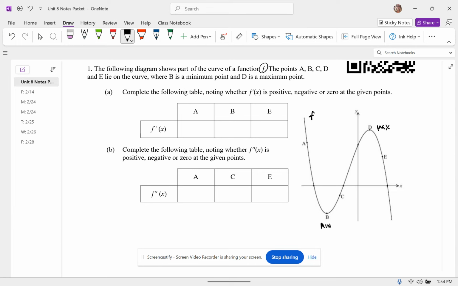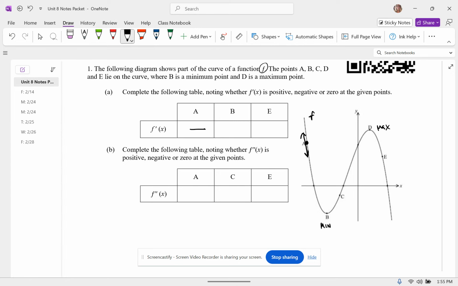Complete the following table, noting whether f prime is positive, negative, or 0 at the given point. So I'm examining f prime. That means I'm examining what? The derivative at a point. Right. So I'm going to be looking at the slopes of the tangent lines and checking to see if they are what? I have to put a positive, negative, or 0 in the box. So I'm checking to see if the slopes of the tangent lines at specific points are positive, negative, or 0, right? Okay. So at A, draw a tangent line at A. What is the slope of that line going to be? Positive or negative? Negative. Good job.